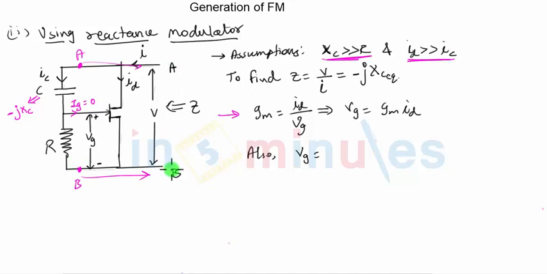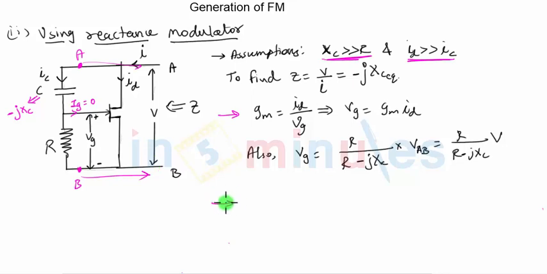So using the potential division rule, VG comes out to be R upon R minus jXC into VAB, but we are calling VAB simply as V. So this becomes R upon R minus jXC into V. You can see VAB, I have simply called it V, the voltage between the two terminals A and B. So that becomes my VG in the form of voltage V.